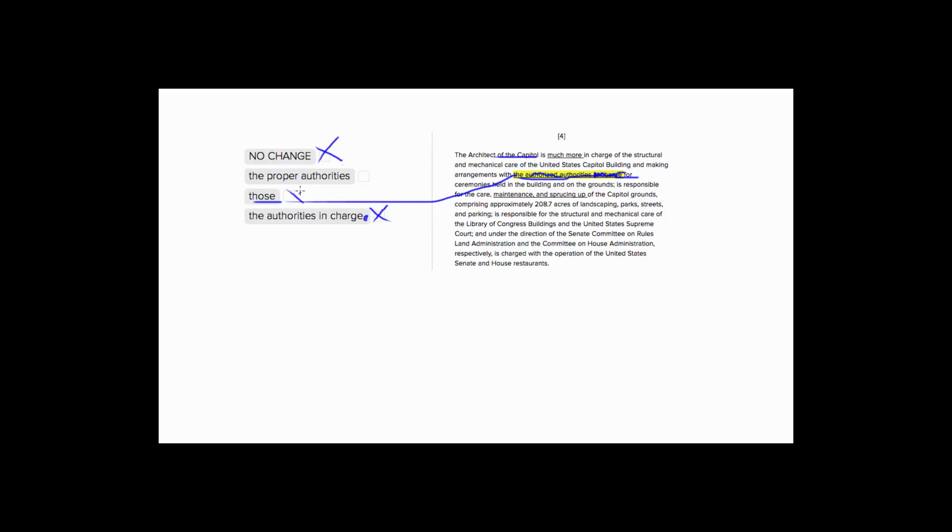Choice two is great because "proper authorities" is not redundant. It's the authorities who are needed for this certain task. And it is not going to have any punctuation issues. It's not ambiguous. So choice two is our answer.